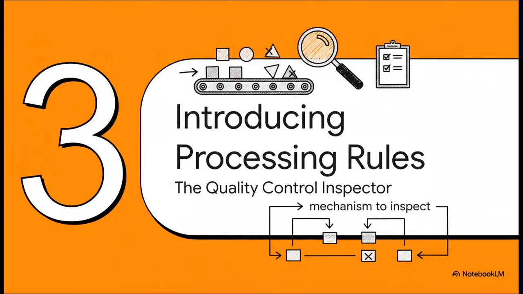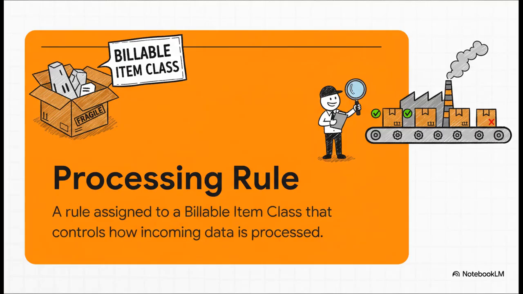All right, this is where it all starts to click. We have our little packets of data, the billable items. We have the blueprint that defines their structure, the Billable Item Class. Now, we need the inspector at the front gate to check every single one of them as they arrive. And that is the processing rule.